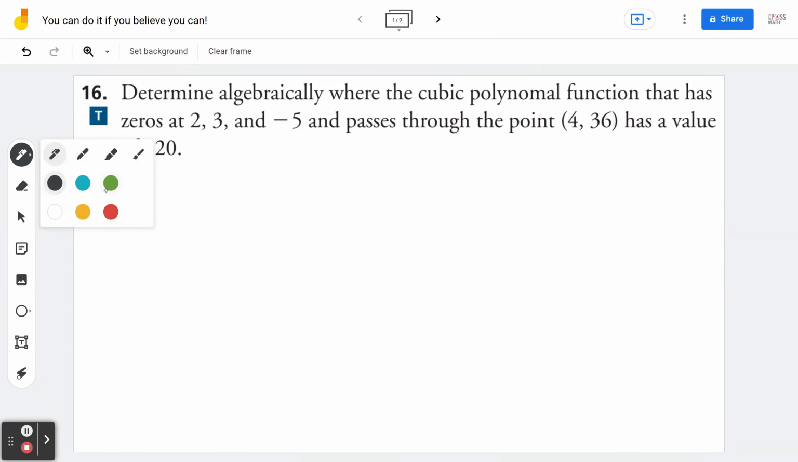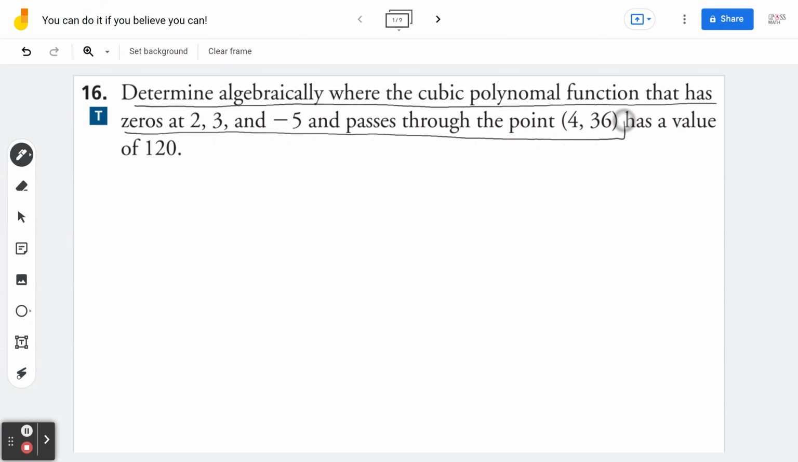Now there are two major parts. Part 1 is everything I just read to you up to the point (4, 36). And the second part, which I'll use a different color for your reference, is recognizing that there's a y value of 120 and you want to solve for the corresponding x values. Let's start with the first part.